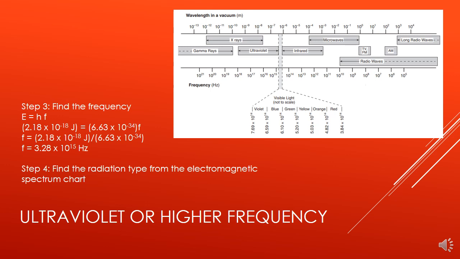So looking at the chart, if our frequency is 3.28 times 10 to the 15th, 10 to the 15th is in the ultraviolet. But really, the answer is not just ultraviolet. Ultraviolet or anything higher will cause that electron to be ionized. So ultraviolet is the lowest amount of energy, but X-rays and gamma rays would also work.